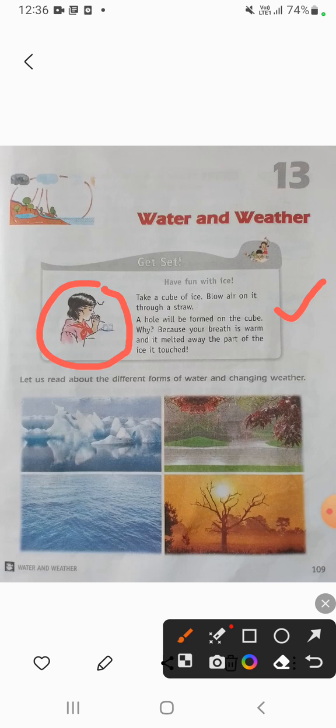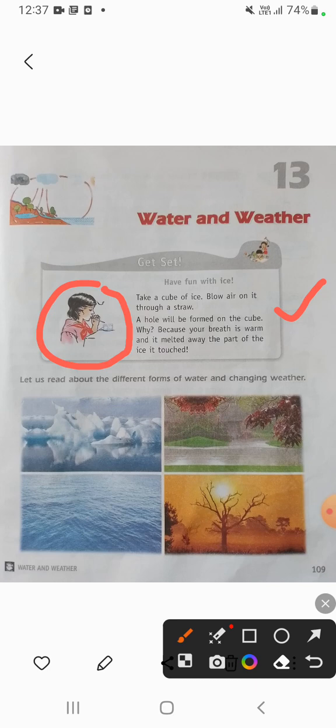Why? When you blow air on the ice cube through a straw, you can observe that a hole is formed on the cube. Do you know the reason? Let me tell you. This is because of your warm breath. When you breathe, your breath is warm and it melts away the part of the ice it touches. So a hole is formed on the cube. I hope you understood why this happened.